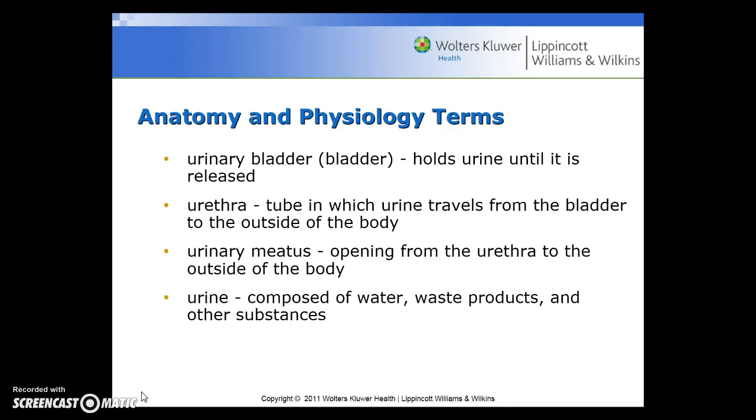It holds urine until it's released. The urethra is the tube in which urine travels from the bladder to the outside of the body. The urinary meatus is the opening from the urethra to the outside of the body. And the urine is composed of water, waste products, and other substances.